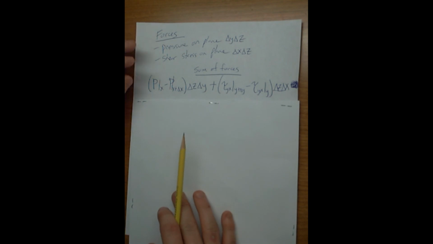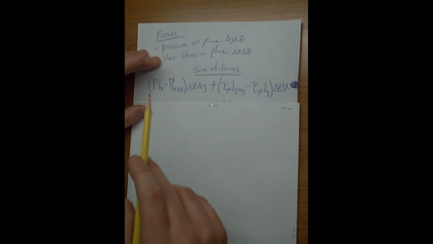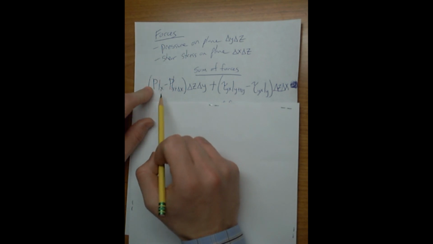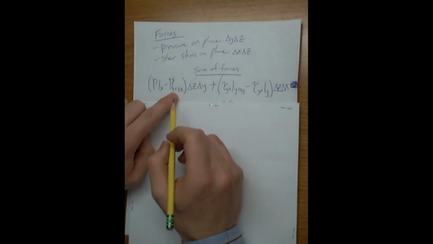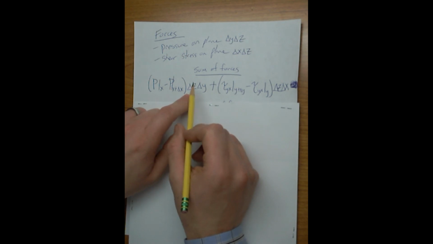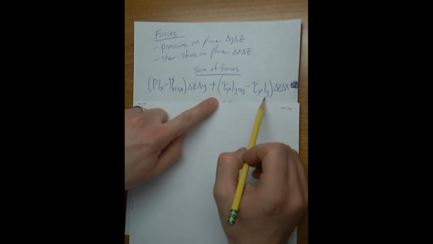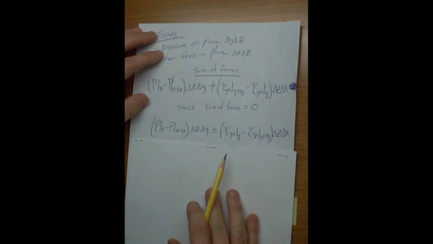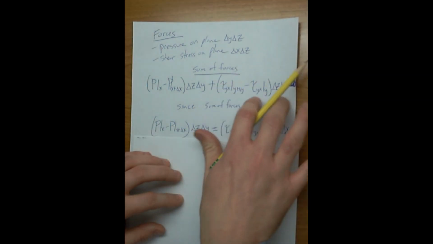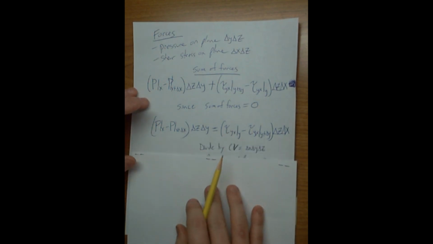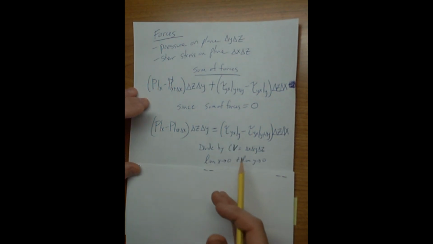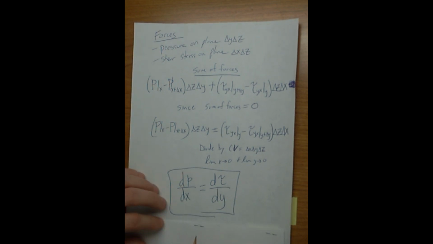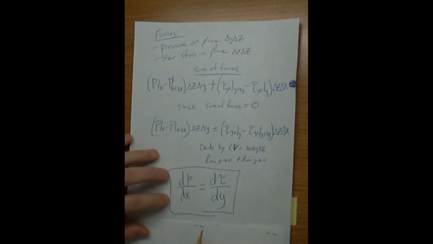So now the sum of our forces is going to be equal to the pressure at x minus the pressure at x plus delta x times our plane, which is delta z delta y, plus our shear stresses as well. So this is the sum of our forces, and again our sum of forces equals 0. If we just move this to the other side, we have this equation. We divide by our control volume again and take the limits. We have this as our governing equation showing that the pressure gradient in the x direction is equal to the shear stress gradient in the y direction.